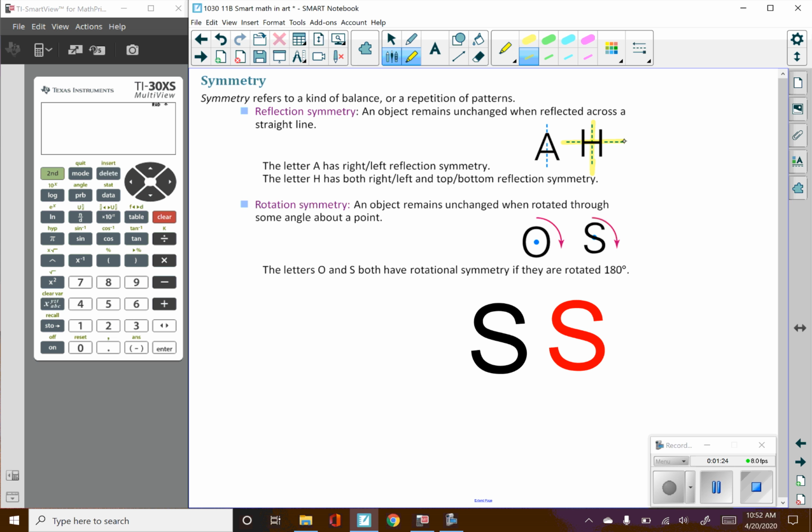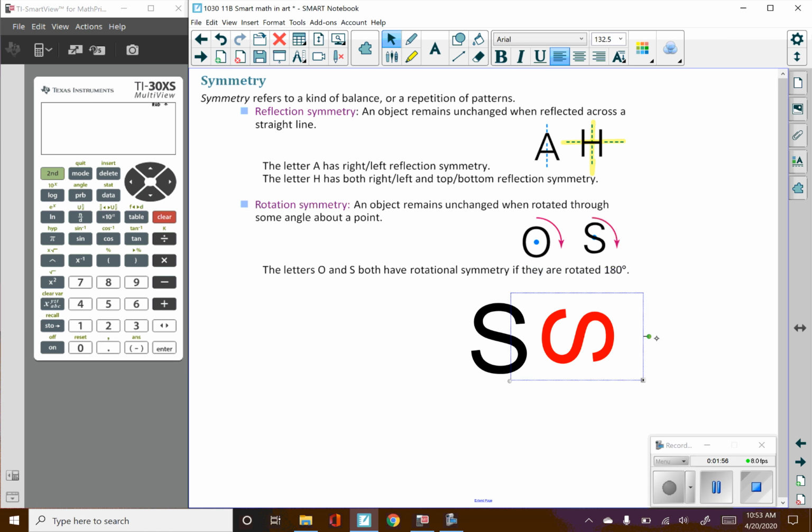Rotational symmetry is when the object remains unchanged when it's rotated through some angle about a point, and the angle does matter for different shapes. That rotational symmetry angle will be different. If we rotate the letter O or the letter S, for example, those have rotational symmetry. Both have rotational symmetry with a rotating angle of 180 degrees. If I rotated it, say 90 degrees, this would not be the same. If I rotate it 180, that's where it has the same shape.